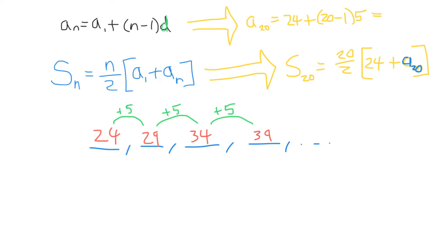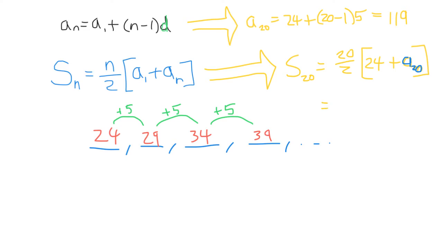Now, I'm going to save room on the whiteboard by just doing these calculations somewhat with you right now. 20 minus 1 is 19. So this is going to be 24 plus 19 times 5. PEMDAS would have us multiply 19 times 5 first, and that is 95. And it's going to be 95 plus 24, which is 119. So a sub 20 turns out to be 119, which means I could replace this a sub 20 with 119.